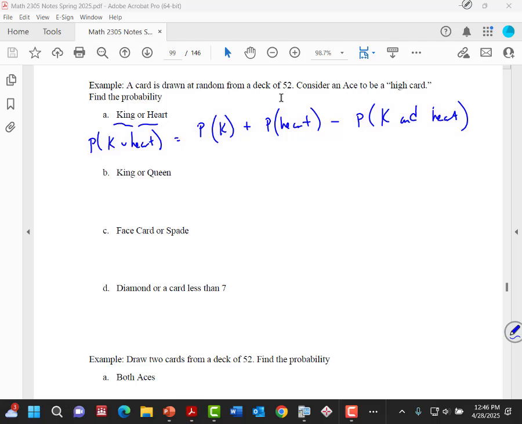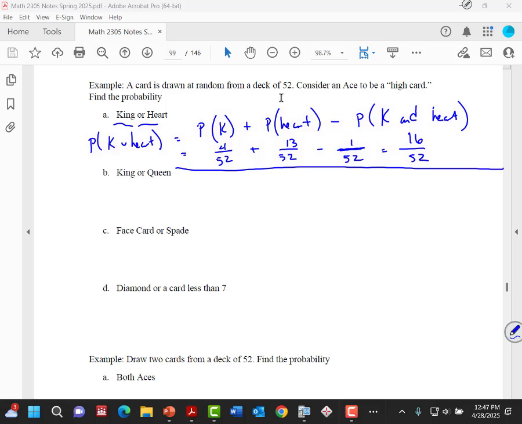Okay, so the probability of a king, this is 4 out of 52, plus a heart, that is 13 out of 52. Subtract probability king and heart, there is 1 king that is also a heart, so 1 out of 52. And if I run this through, we should get 16 out of 52 for this probability.